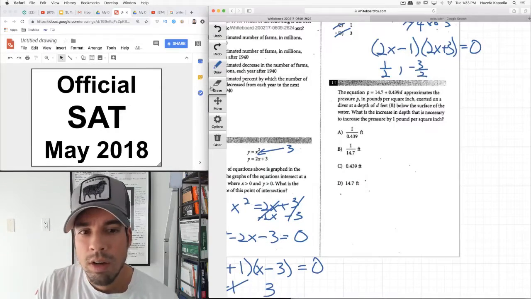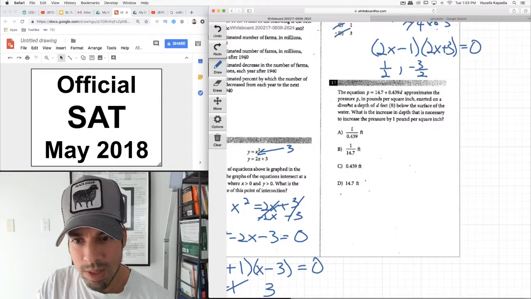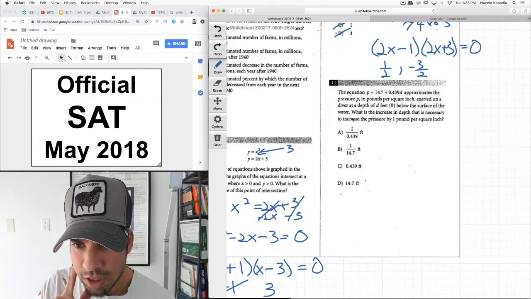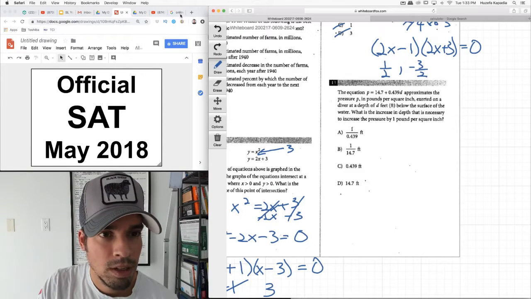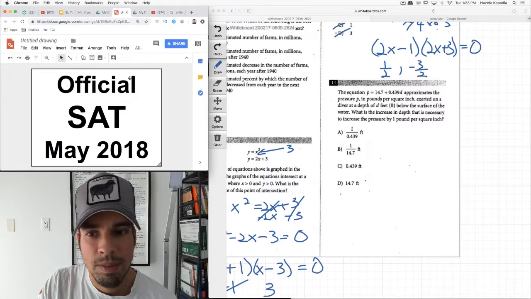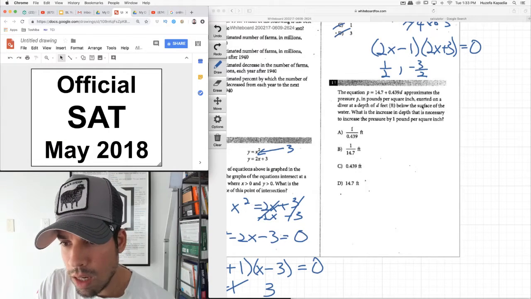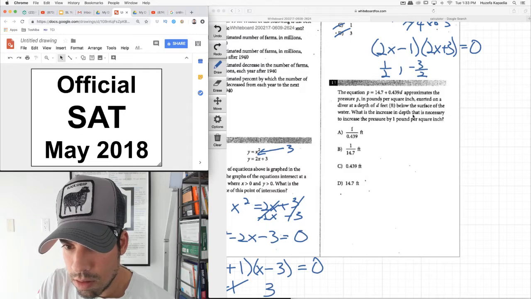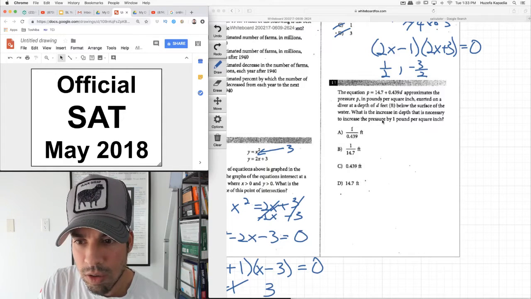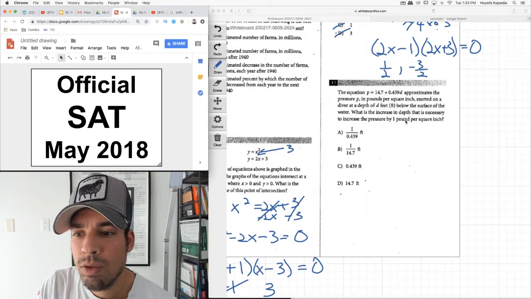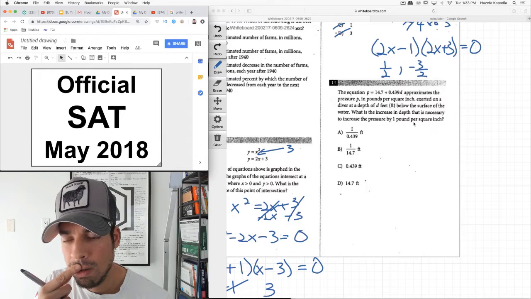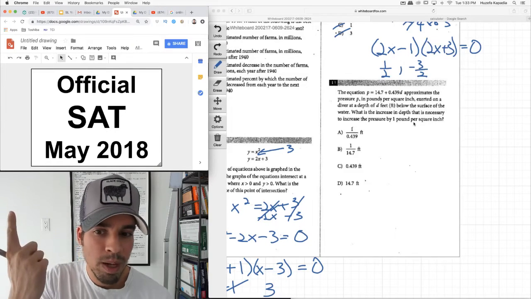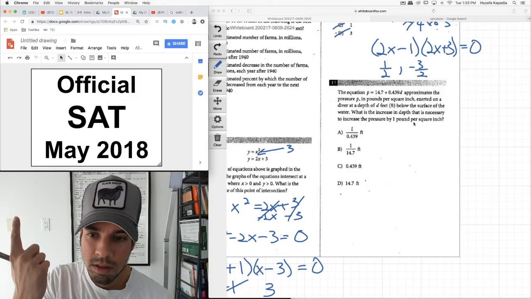The equation approximates the pressure P in pounds per square inch exerted on a diver at a depth of d feet. What is the increase in, let me check my time. All right, so 10 minutes left. Yikes. What is the increase in depth that is necessary to increase the pressure by 1 pound per square inch? So that means to go up by 1. It's gotta be A.